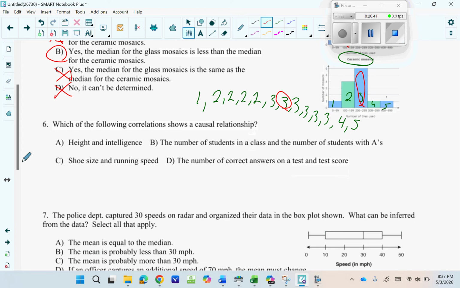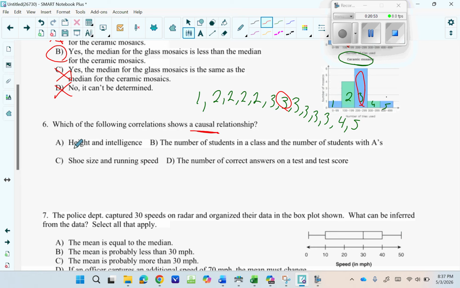Okay, we also talked about something that's correlated versus causal. So it says, which of the following correlations shows a causal relationship? So height and intelligence, no. Shoe size and running speed, no. The number of correct answers and a test score, yes. The number of students in a class and the number of students with A's, no. So this is the only one where this causes this. So that's why it's causal.